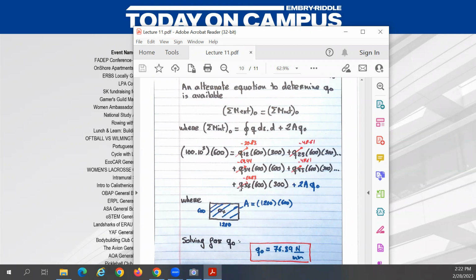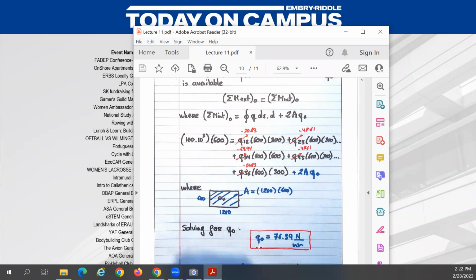So basically, if you want, I would just copy what you see on the board, and then I will take it from there. We can do the last stage together. I mean, I can just show you since it's on the screen. So if you solve for Q sub naught is 76.39 newtons per meter. And what should be the last step? Now you need to add this value to the Q12, Q23, and so on, no? To the Q bar values.